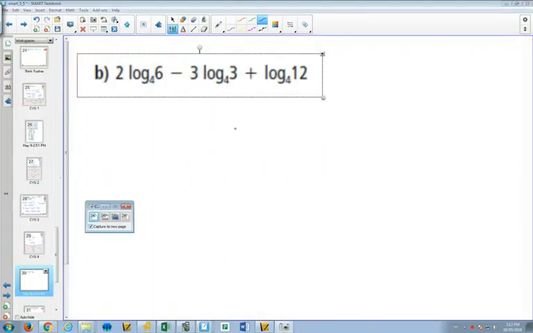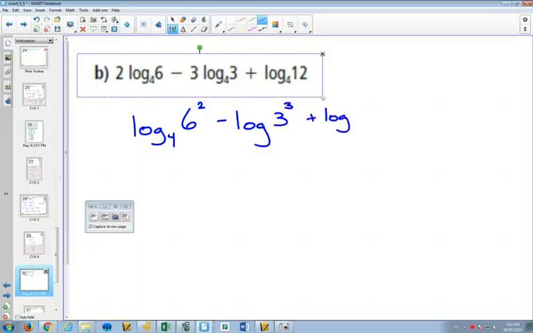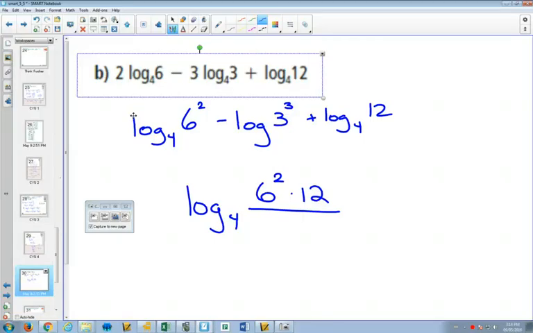Here's our second one. Again, I'm going to see if I can combine this into a single log. So this will be log base 4 of 6 squared minus log 3 cubed plus log base 4 of 12. The ones that are positive are going to go on the top of my fraction. The ones that are negative are going to go on the bottom of my fraction. And I'm missing the 4. Oh, here, thank you.